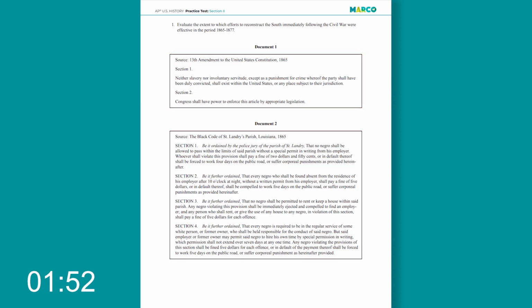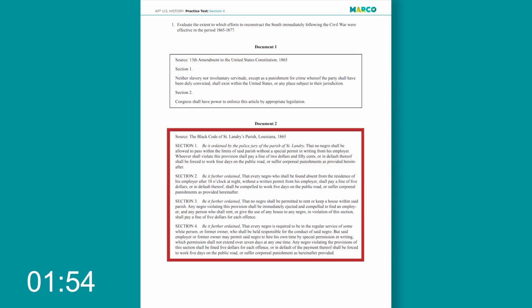Okay, the longer source here. Document 2 is the Black Code of St. Landry's Parish, Louisiana, 1865. So it's the same year as document 1. It's a law from Louisiana, and it's longer. So now I'm going to read this. 4 parts. It says that no one who's African American shall be allowed to pass within the limits of the said parish without a special permit in writing. So you have to get permission to walk into this district of the city.